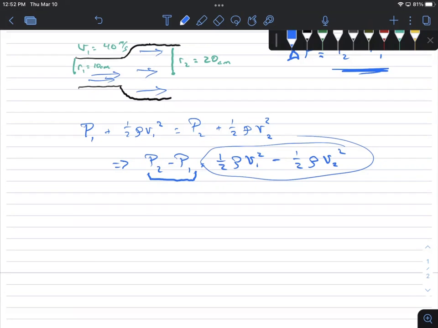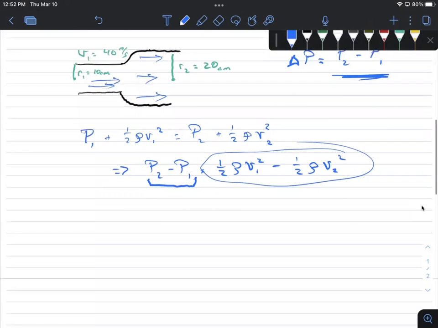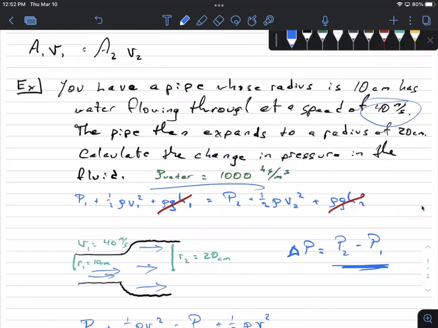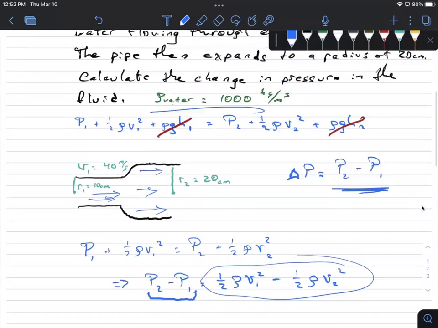All right, hopefully it's making sense thus far. Now, in order for me to get an answer, that means I need to know what all of these terms are, right? Well, 1/2, that's a number, that's fine. Rho, do I know rho for my problem? Well, yeah, I'm given rho right there, 1,000. Do I know V1 for my problem? Yep, V1, I'm told, is 40 meters per second. Perfect. Do I know V2?